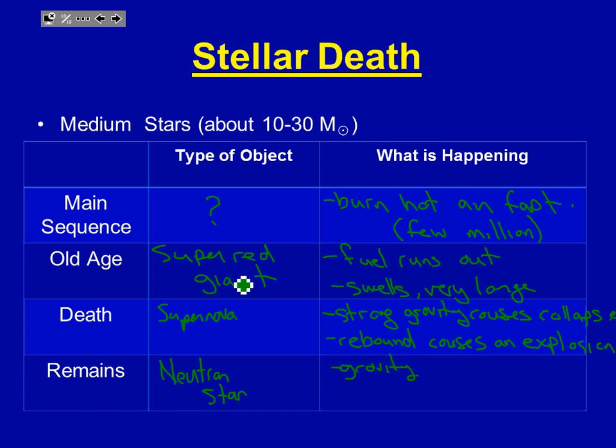Gravity pushes the electrons, E minus, into the protons to form N0 neutrons.